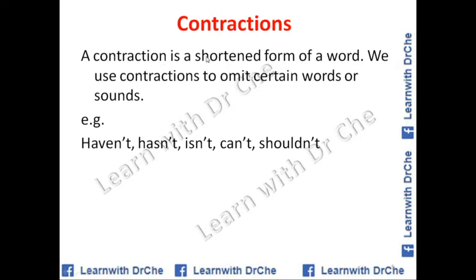A contraction is a shortened form of a word, a short form of a word. We use contractions to omit certain words or sounds. Haven't, instead of saying have not. Instead of saying has not, we say hasn't. Instead of using is not, we say isn't. Instead of using cannot, we use can't. Instead of using should not, we use shouldn't.